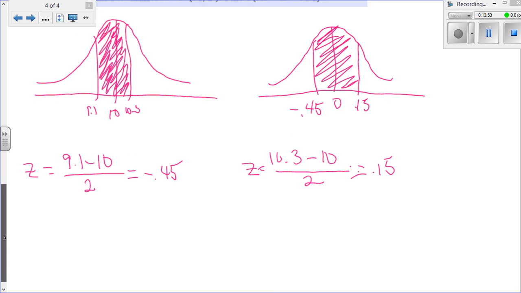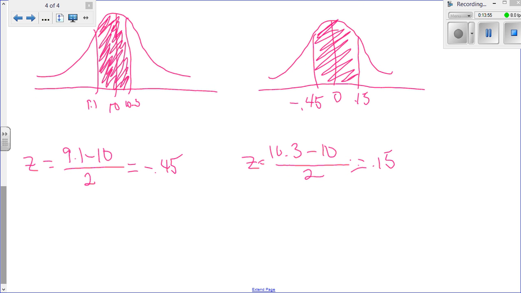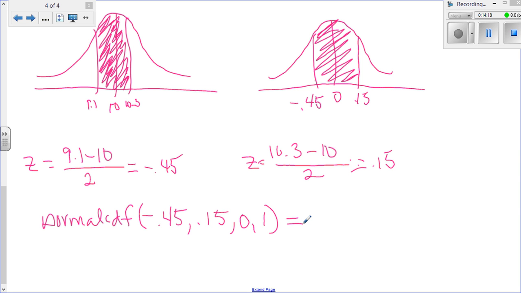So when I go to type this into my calculator using the z-scores, I would type normal CDF. My lower bound would be -0.45. My upper bound would be 0.15. My mean is now 0. And my standard deviation is now 1. And when I type that into the calculator to 3 sig figs, I'd get 0.233.